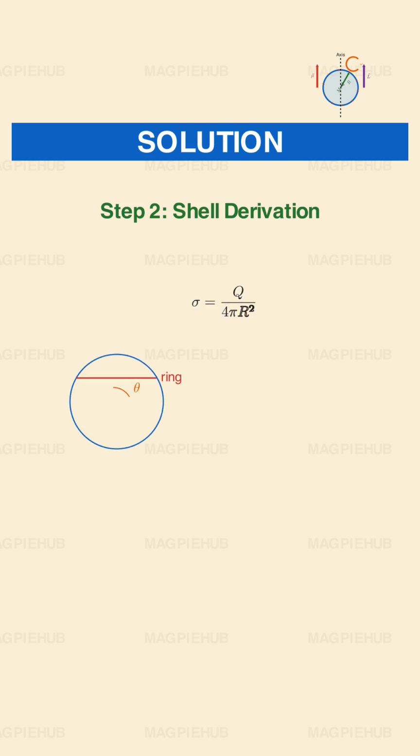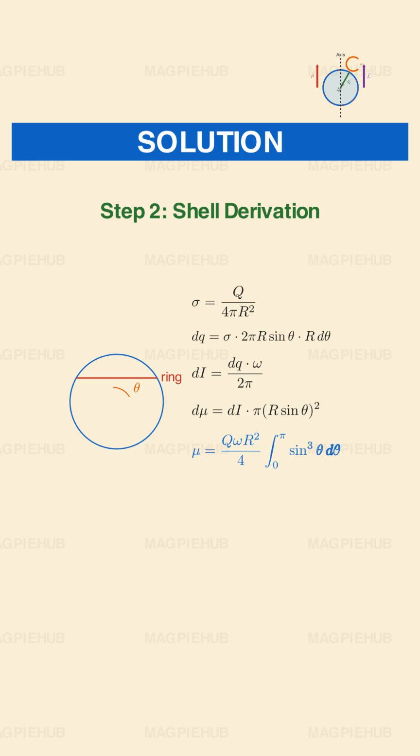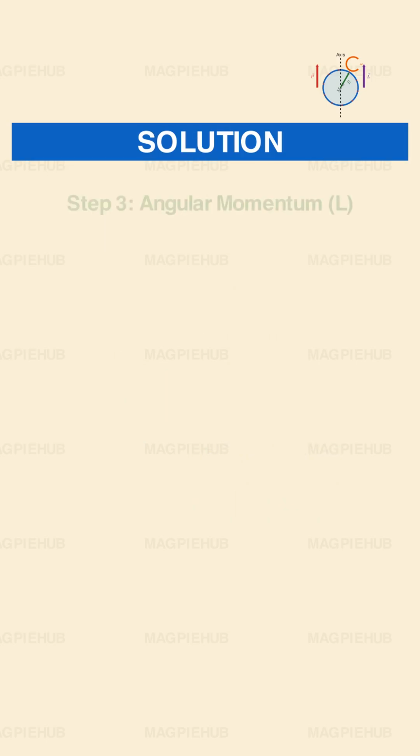Consider a thin ring element on the shell at angle theta from the axis. The ring has radius r sin theta and carries surface charge sigma times its area element. As the shell rotates, each ring acts as a circular current loop. Integrating the contributions of all such rings from theta equals 0 to pi gives us the factor of 1/3. Now for the angular momentum.